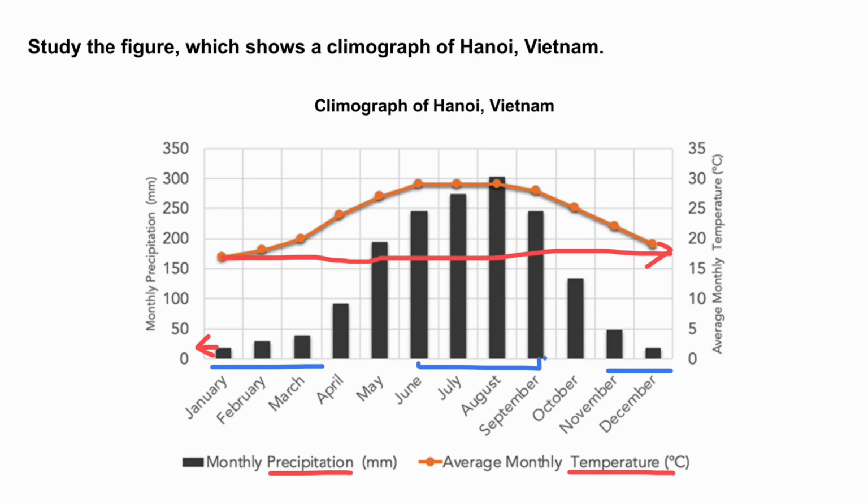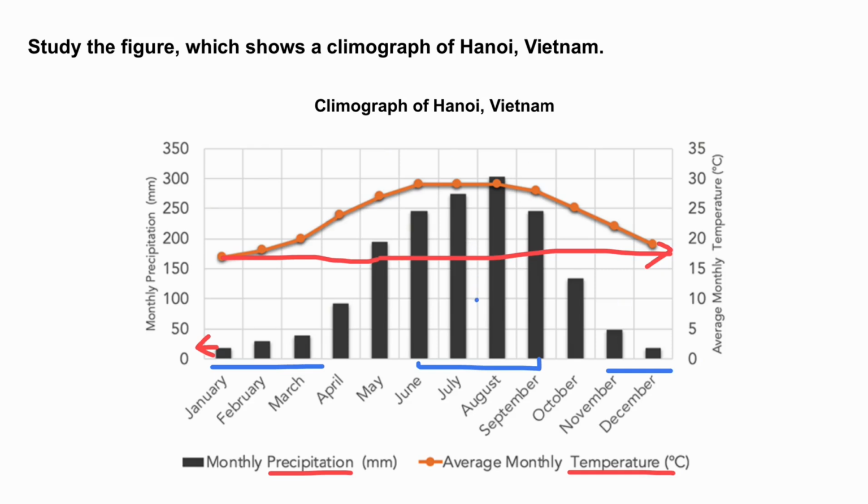If you think about it further, a dry and a very wet season tells you that this place is likely to experience tropical monsoon climate. So the wet season comes in between.